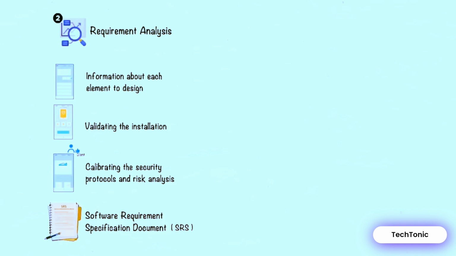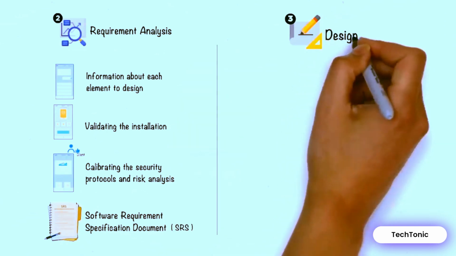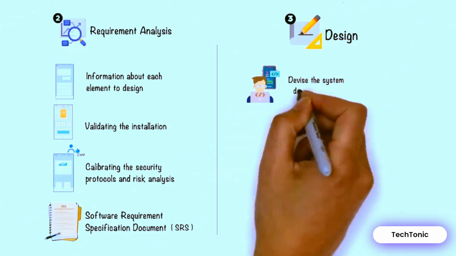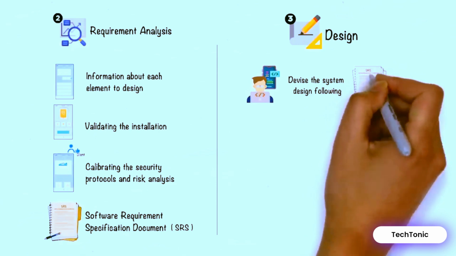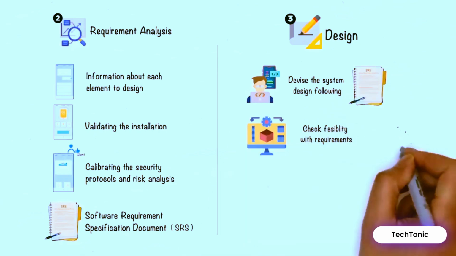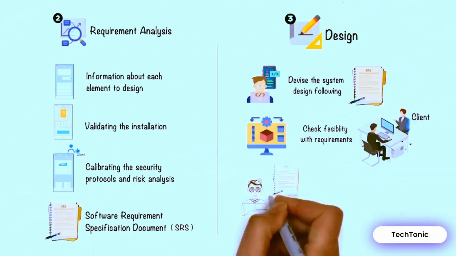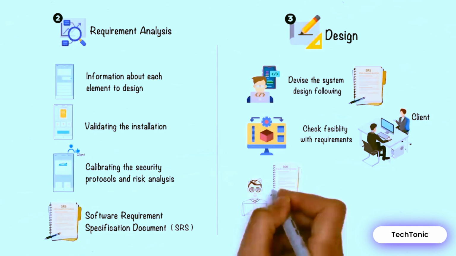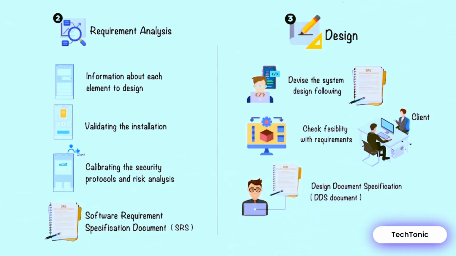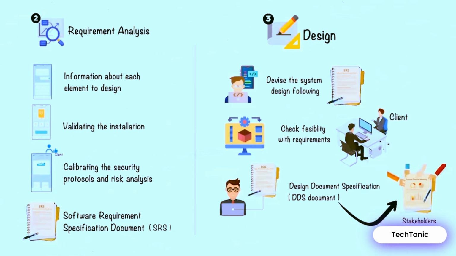After completing the second phase, third stage of software development, the design phase, the software designers will devise the system design following the SRS document. The system design defines the overall architecture of the software and checks its feasibility with the client's requirements. All the details of the design phase are added to the design document specification, also known as the DDS document, and shared with the analyst and stakeholders for review.